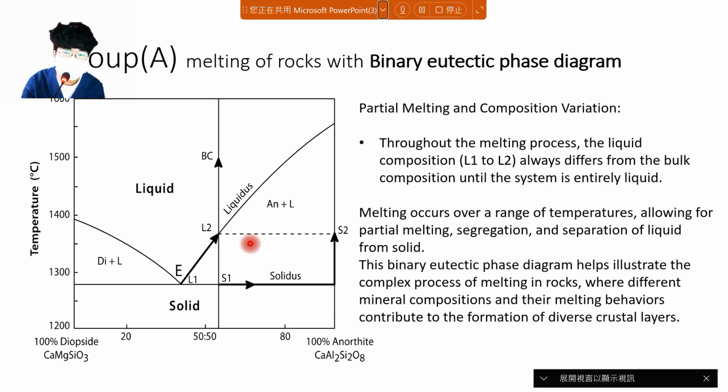Melting occurs over a range of temperatures, allowing partial melting, segregation, and separation of liquid from solid.